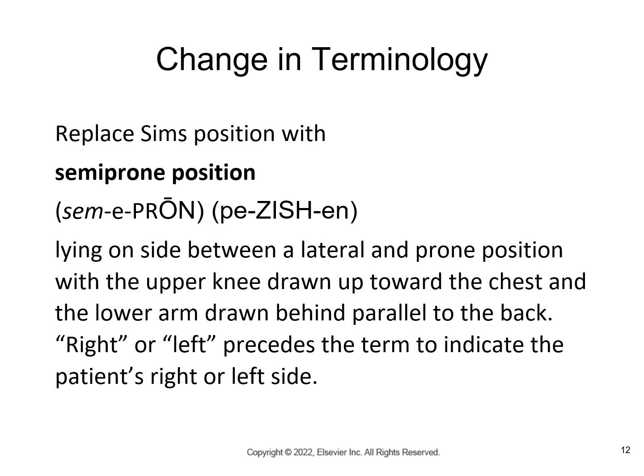There's another position called the semi-prone position, which previously was called Sims position. In this position, the patient is half on their side, half on their stomach. They're lying on their side, but their top leg is lifted, top arm is up, and the bottom arm is pulled back parallel to the body.